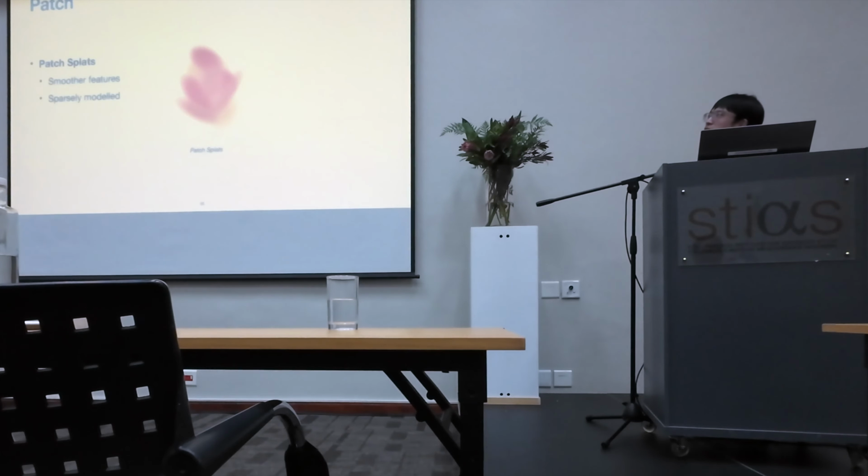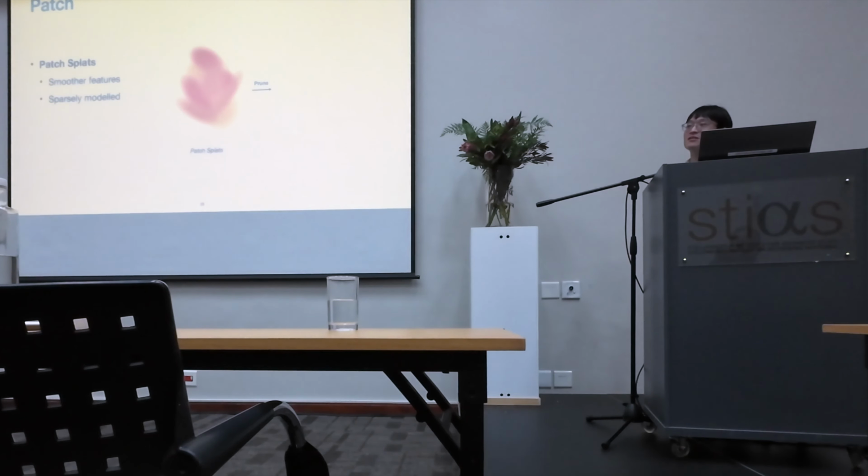Okay. So as for the patch splats, they are generated to depict the smoother features, and they are usually a sparse model, right? So this is an example of a patch splat. And it is very straightforward for us to think that the patch Gaussians, the patch splats, are used to depict a broader flat area, right?